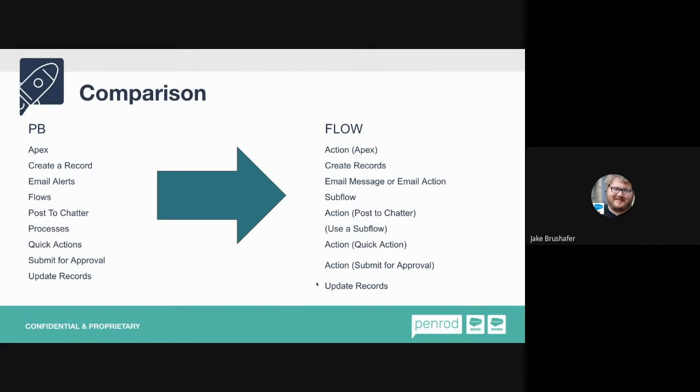So the flow also has the new advantage of sending outbound messages. Process builders couldn't do that before, but workflow rules can do it. Flow can also send out outbound messages. So that's another advantage of using Flow, because now you have all those tools at your disposal instead of just the ones that you have now.